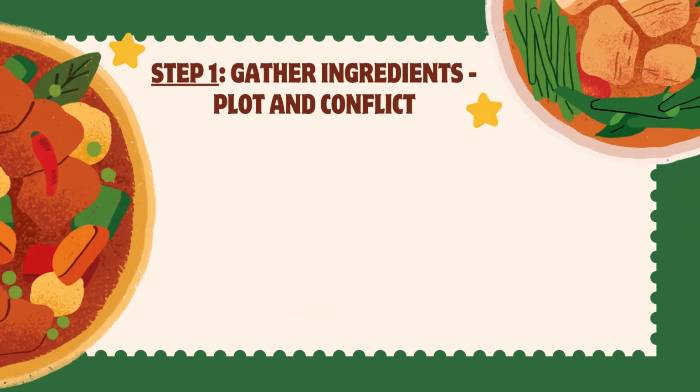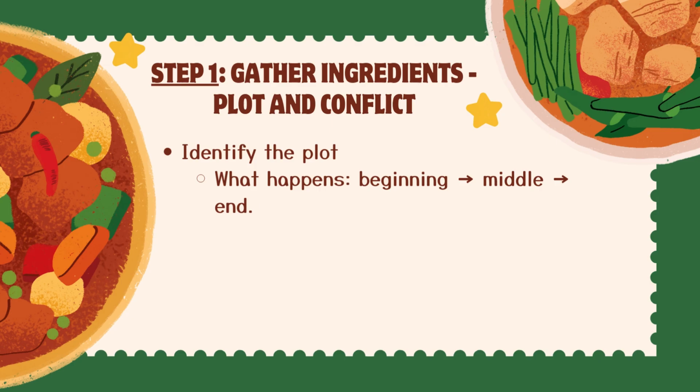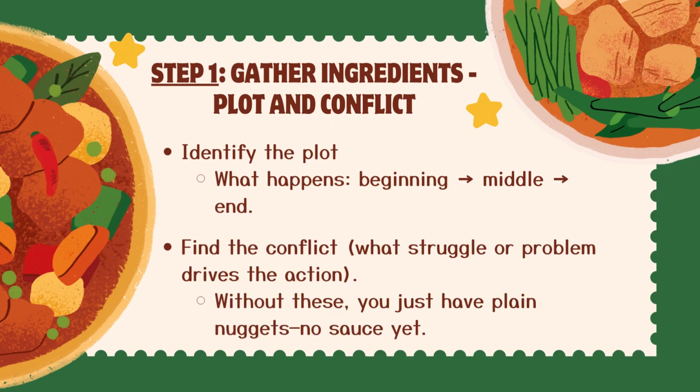Now we are going to go through each step of the recipe with more depth. A lot of these will be reminders since we've covered each literary element previously. For step 1, we'll gather the ingredients starting with plot and conflict. After we read, we'll go back through and note what actually happens in the beginning, middle, and end of the story. Then we'll find the conflict of what we've just read. Without plot and conflict, we just have plain nuggets and no sauce yet.